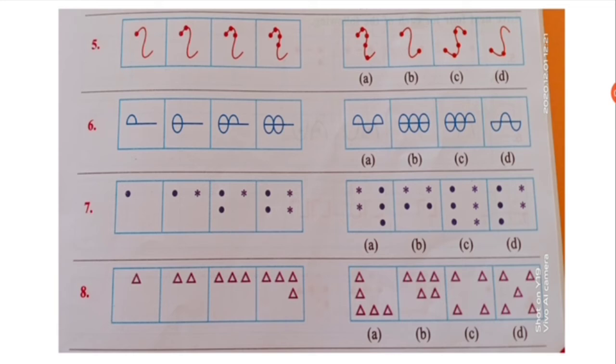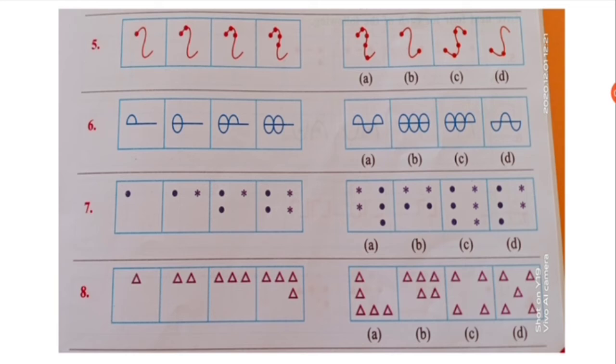8th one: triangle, then 2 triangles, 3 triangles and 4 triangles. So here also one question is there, how to find out the next figure. If we see, it is growing from the right hand side. So if we see in the 4th option, it is growing then down. Okay, it is coming down. So we are getting the answer, it would be B.